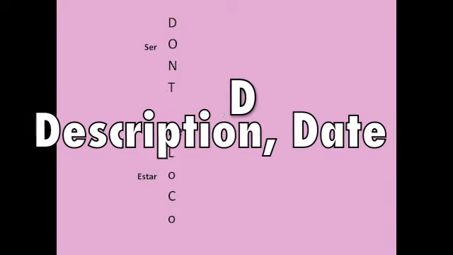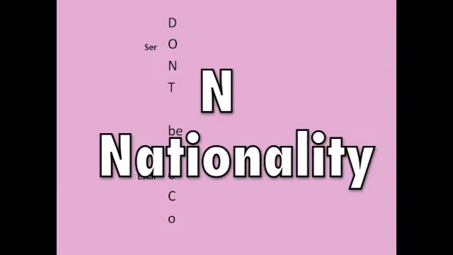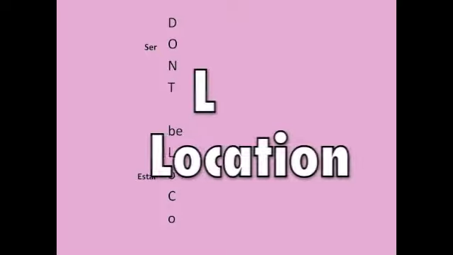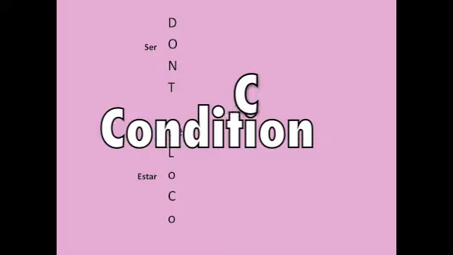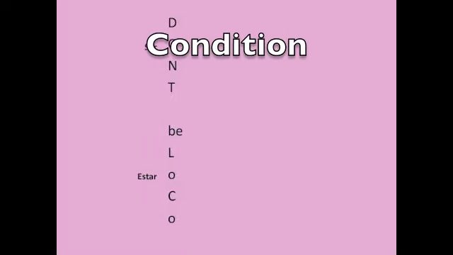D, description and date. O, occupation and origin. N, nationality. T, time. L, location. C, condition. Now if you notice, based on what we talked about earlier with our uses of ser and uses of estar, the don't in don't be loco tells us when to use ser: description, date, occupation, origin, nationality, and time. Loco tells us when to use estar for locations and conditions.